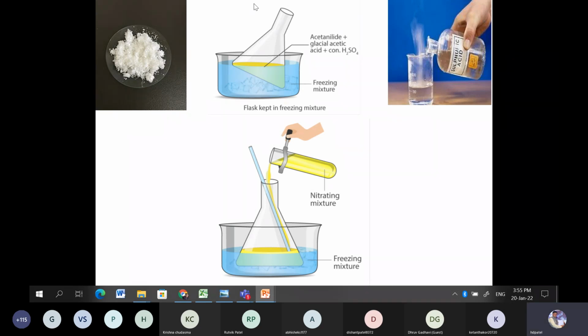First of all, we have to weigh the acetanilide. Then add glacial acetic acid. As I said, glacial acetic acid acts as a solvent for this reaction.